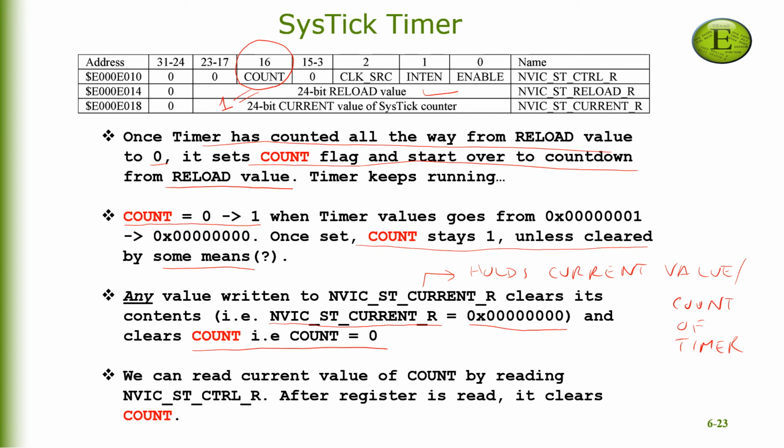The other way is that we read the NVIC control register. Whenever the NVIC control register is read, it returns the value, including the current value of the count flag. And once that is read, it clears the count flag. Therefore, we can say that reading the NVIC control register or writing the NVIC current register, both will clear the count flag.